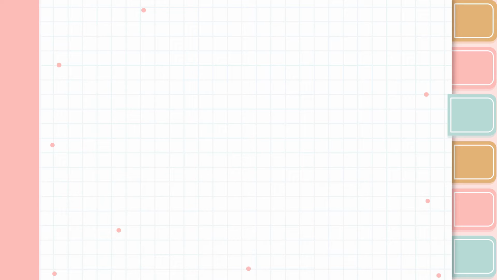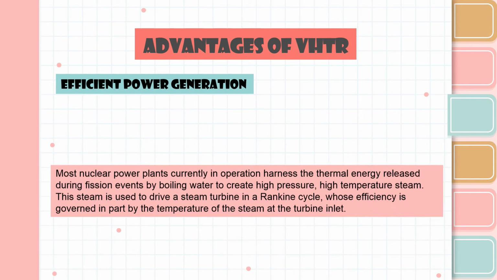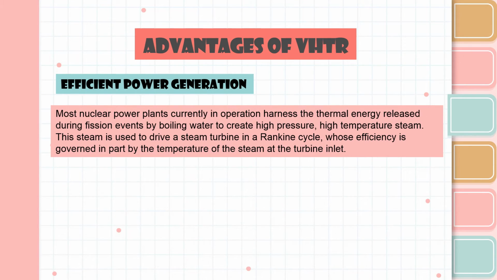Okay, let's proceed to the next subtopic, which is advantages of VHTR. Efficient power generation. Most nuclear power plants currently in operation harness the thermal energy released during fission events by boiling water to create high pressure, high temperature steam. This steam is used to drive a steam turbine in a Rankine cycle whose efficiency is governed in part by the temperature of the steam at the turbine inlet.